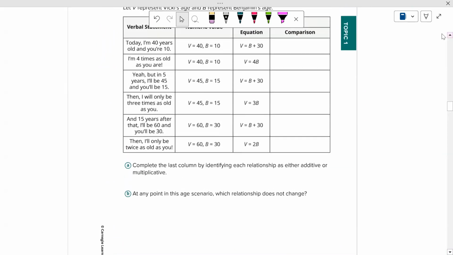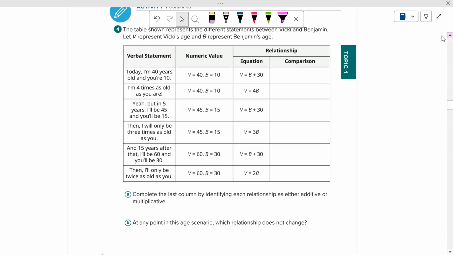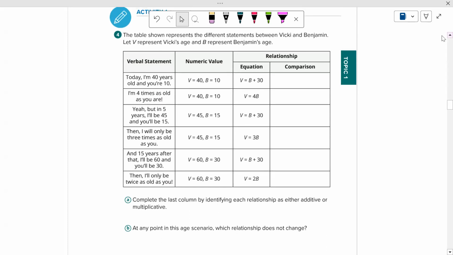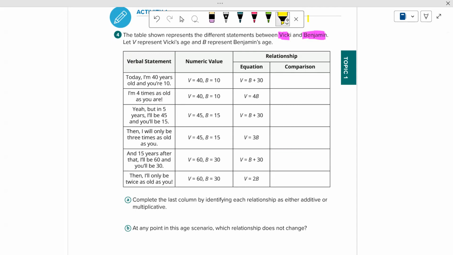So in page 173, we're going to start seeing the comparisons of the relationships. We're going to notice this in this chart here. So let's read the information. The table shown represents the different statements between Vicky and Benjamin. So it's talking about Vicky and Benjamin. You need to make sure that's always highlighted, circled, or underlined. You need to understand what you're talking about. V represents Vicky's age and B represents Benjamin's age.